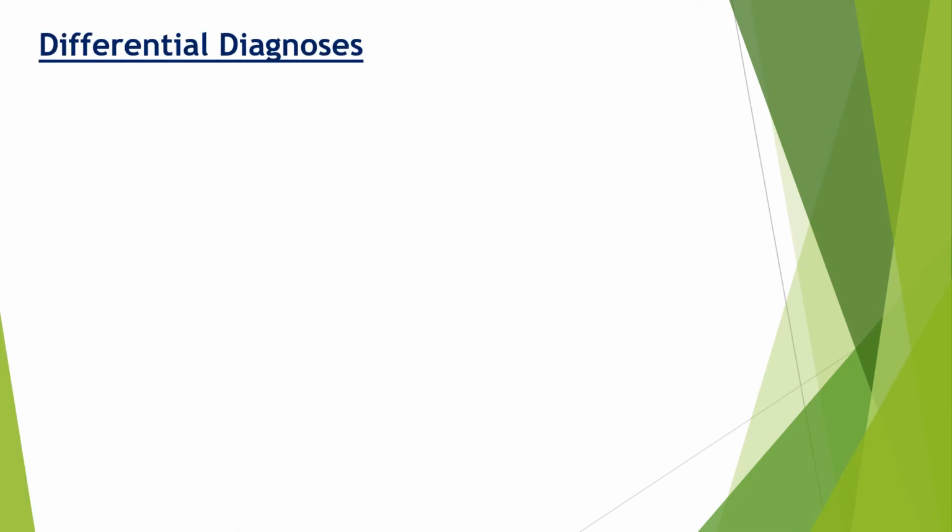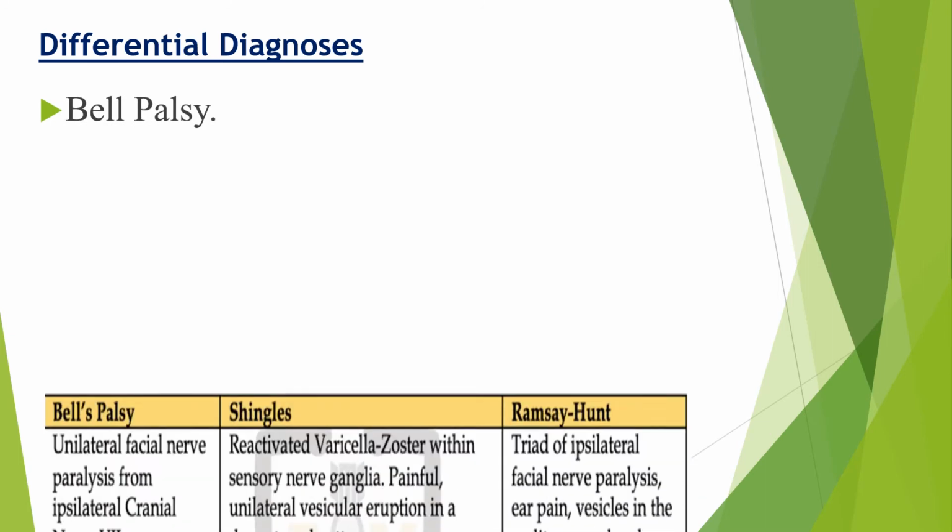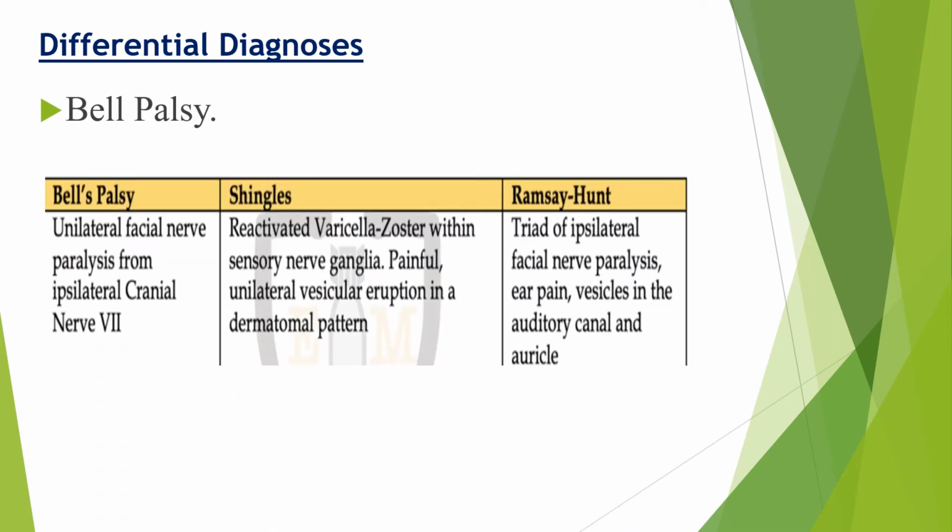Regarding differential diagnosis, the main confusing problem with Ramsay Hunt syndrome is Bell's palsy. In the case of Bell's palsy, there is unilateral facial nerve paralysis from ipsilateral cranial nerve 7 damage, whereas in Ramsay Hunt syndrome, there is a triad of ipsilateral facial nerve paralysis, ear pain, and vesicles in the auditory canal and the auricle.